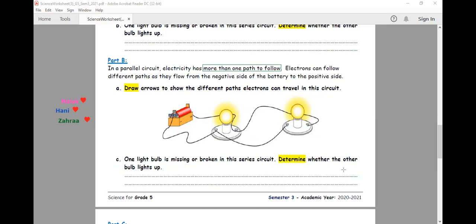5A, unmute yourselves. Miss, can I do it? Yalla ya Ibrahim. Ibrahim, show me the pathways for the electrons. How are electrons moving in this circuit?